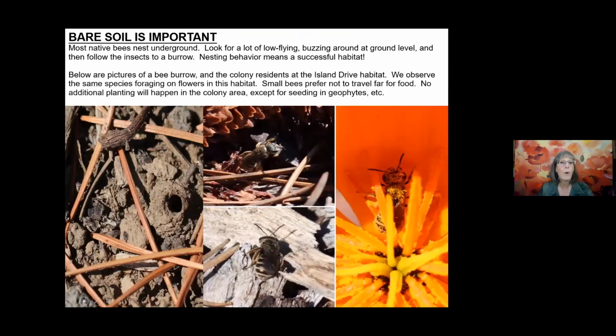Again, bare soil is important. Most of our native bees are nesting underground, so here's a little entrance to a burrow underground, and this is actually out at our Island Drive garden. Here are some of the little denizens that live there, and they forage in this garden. There's really no reason for them to go anywhere. And because they have created a very stable nest, I've decided that we're not going to be digging any holes for new plants. If we want some new plants, I'll do some seeding of things in there. I don't want to disturb the soil structure.